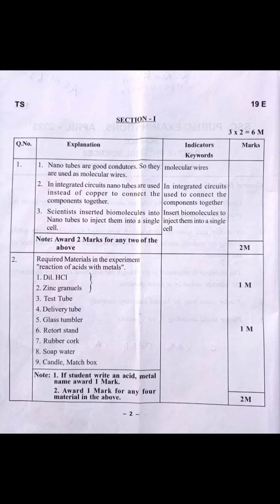In the March 2024 paper, it was given: write the required materials and chemicals for the esterification reaction activity. Here also, if you write 1 milliliter of ethanol and 1 milliliter of glacial acetic acid, you will get 1 mark. And concentrated sulfuric acid, beaker, Bunsen burner. Any 2 if you write, again you will get 1 mark. 4 you have to write. You will get 2 marks for this.